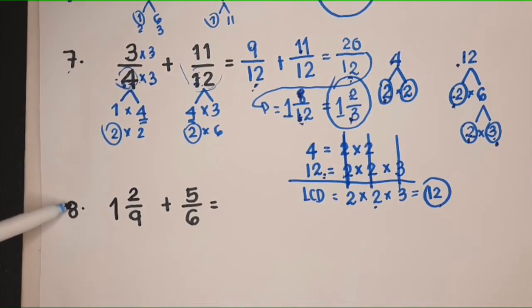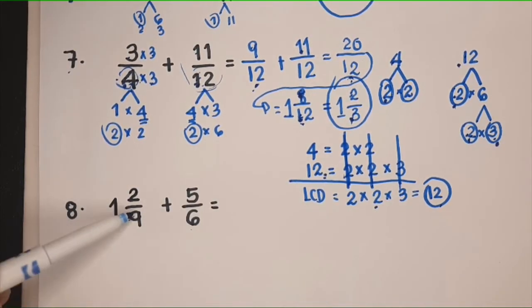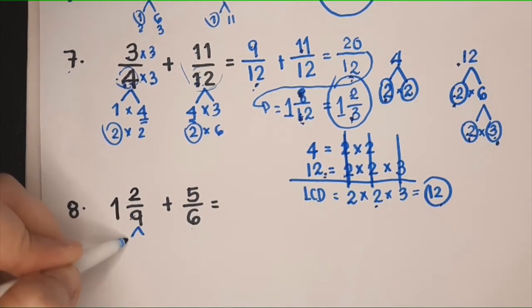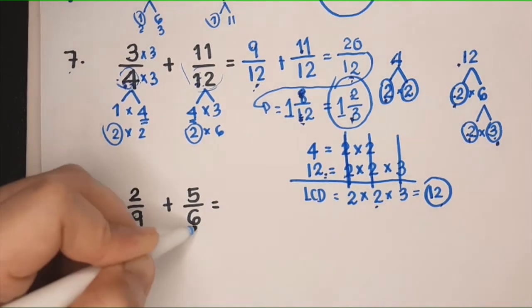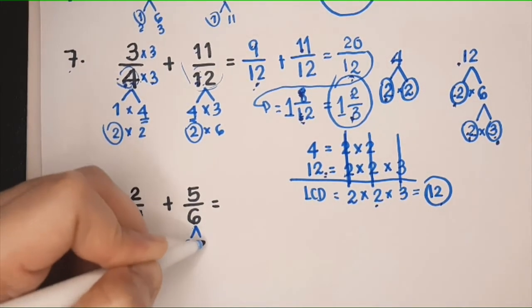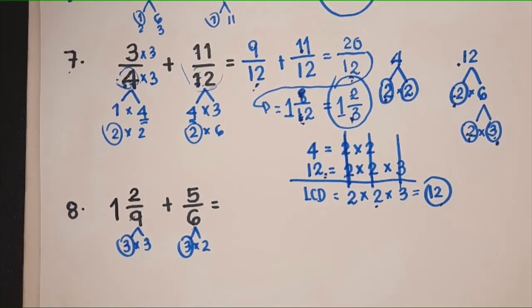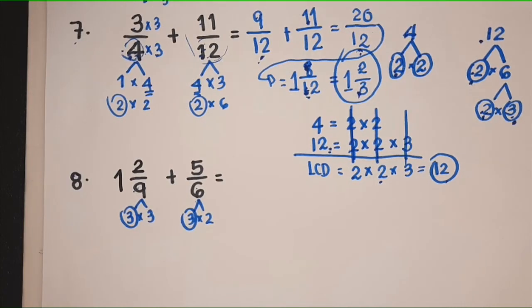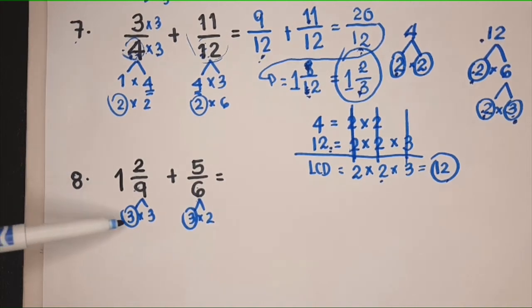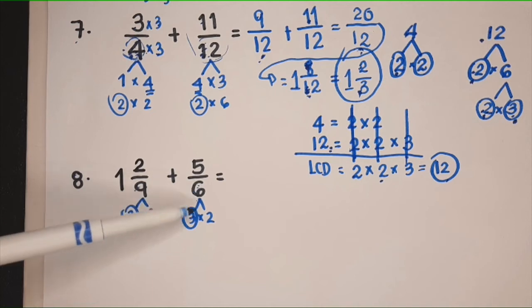Okay, number 8. Again, if you check the denominators, meron silang common factor. Kasi ito, ang 9, 3 times 3. Ang 6, 3 times 2. Ayan o, may pareho na naman silang factor. So, we get the LCD using prime factorization. At kung titingnan nyo, ito na yung prime factors ng 9. It's 3 times 3. Ang 6, 3 times 2. Yun na yun, di ba?